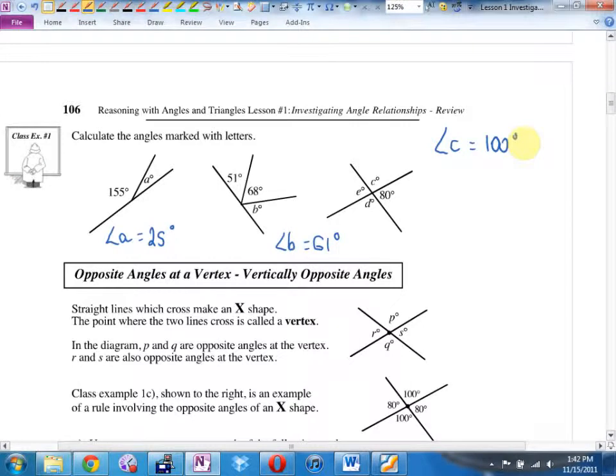You okay with that? How big is angle E? Convince me. Okay, there's another straight line right here. How big is angle D? Benedict, 100. Okay.